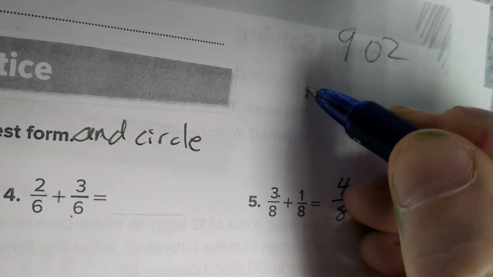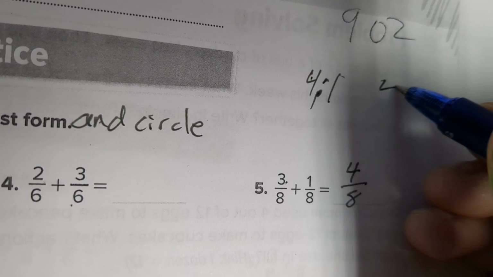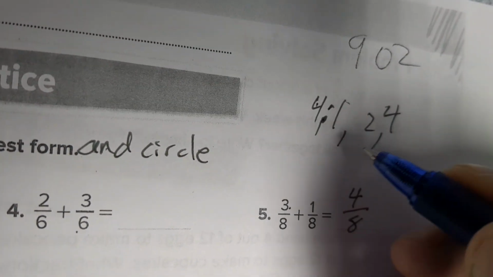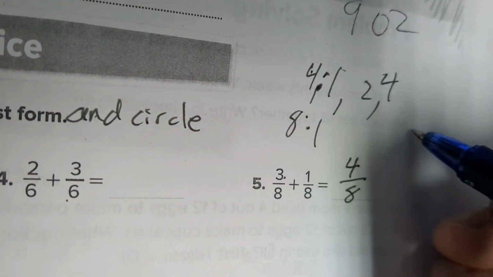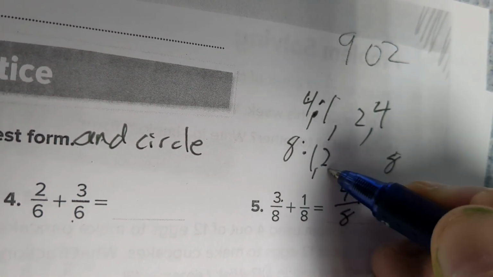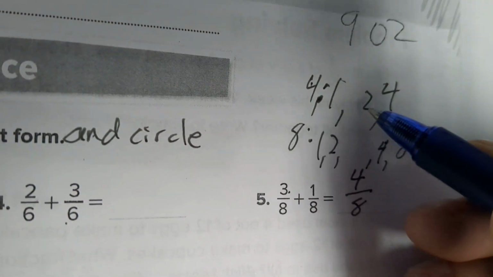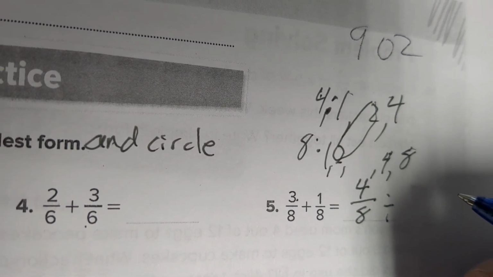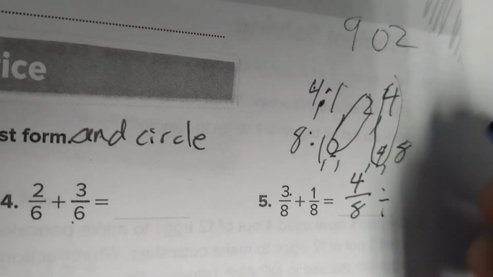So the factors of 4, the numbers you can multiply for 4, are 1 times 4 and 2 times 2. And the factors for 8 are 1 times 8, 2 times 4. And I think that's it. And the biggest number they share in common is 2. So we're going to divide both numbers. Oh, nope, I'm wrong, aren't I? The biggest number they share in common is 4.